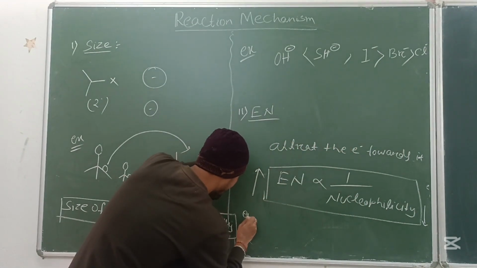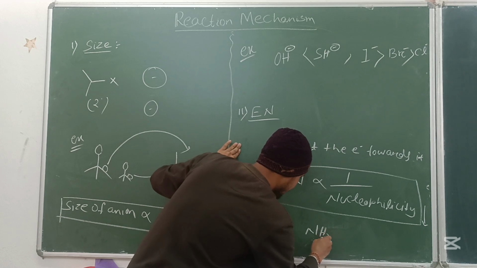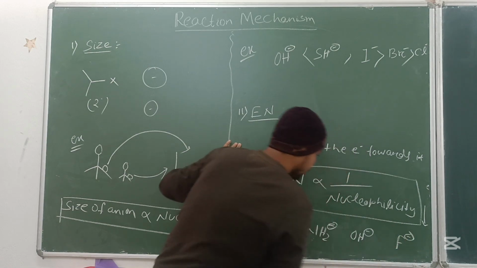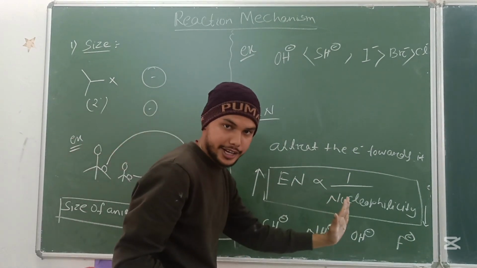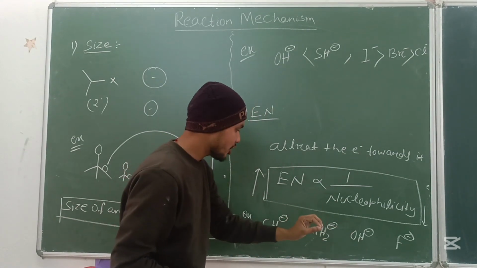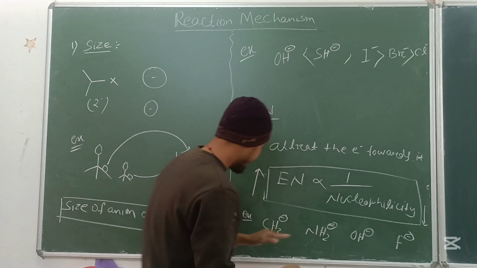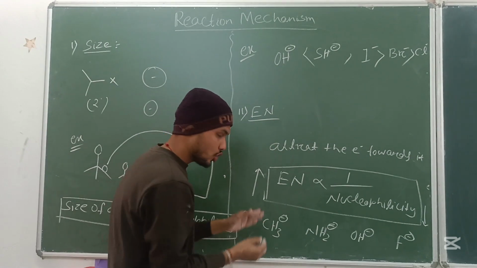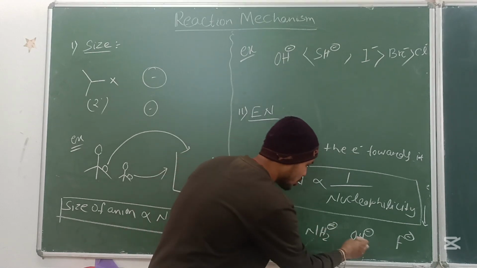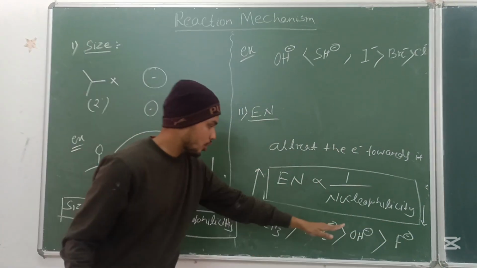Let's take an example: CH3 minus, NH2 minus, OH minus, and fluorine minus. You know that from left to right in a periodic table, electronegativity increases. Among the four, the electronegativity of fluorine is the most. So if the electronegativity of fluorine is more, then its nucleophilicity decreases, and carbon is less electronegative in nature. So the nucleophilicity of CH3 minus is more than NH2 minus, then NH2 minus is more than OH minus, and OH minus is more than fluorine minus. Okay, so this is the order of nucleophilicity.